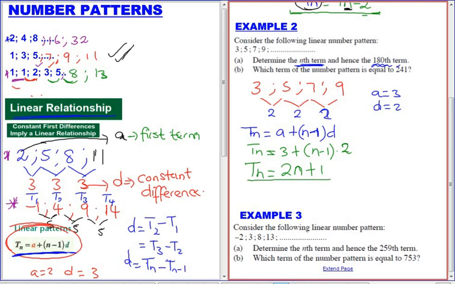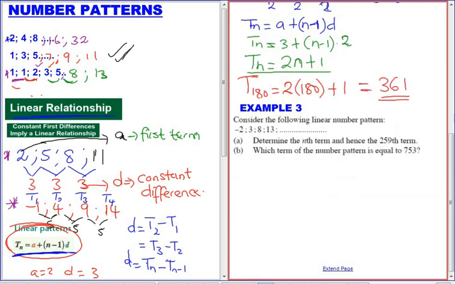Now we would like to calculate the 180th term. So all I want now is to calculate T180. I substitute in place of n, I put 180, and then say plus 1. So we have 360 and then 1, so we should get 361 here. That is very simple to see. Please check it out. It's something that is easy to do.